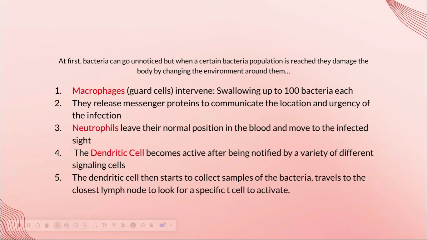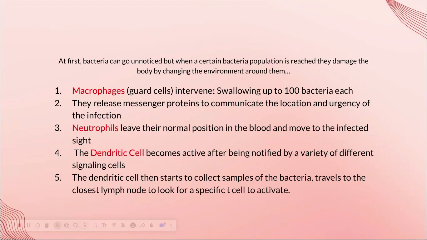Next, these macrophages release messenger proteins to communicate the location and urgency of the bacteria or infection, and these messenger proteins call neutrophils to leave their normal position in your blood vessels and move to the infected site, where they will kill healthy cells in the process of trapping and killing bacteria cells. And like I said before, they have a short lifespan and normally will kill themselves after around 5 days, so they don't do too much damage to your own body cells. And complement proteins are flushed in with fluid or water, causing the inflammation as well into the infected site.